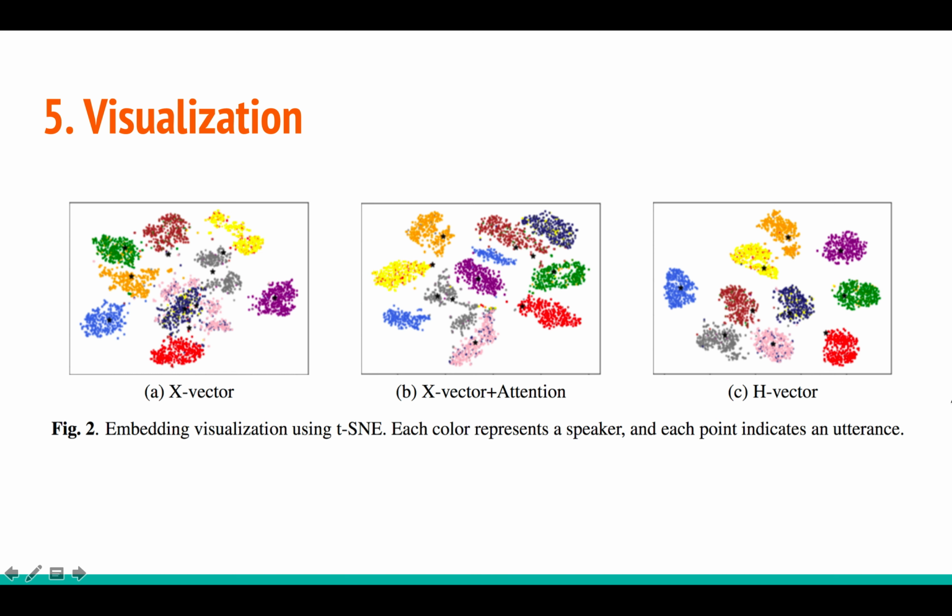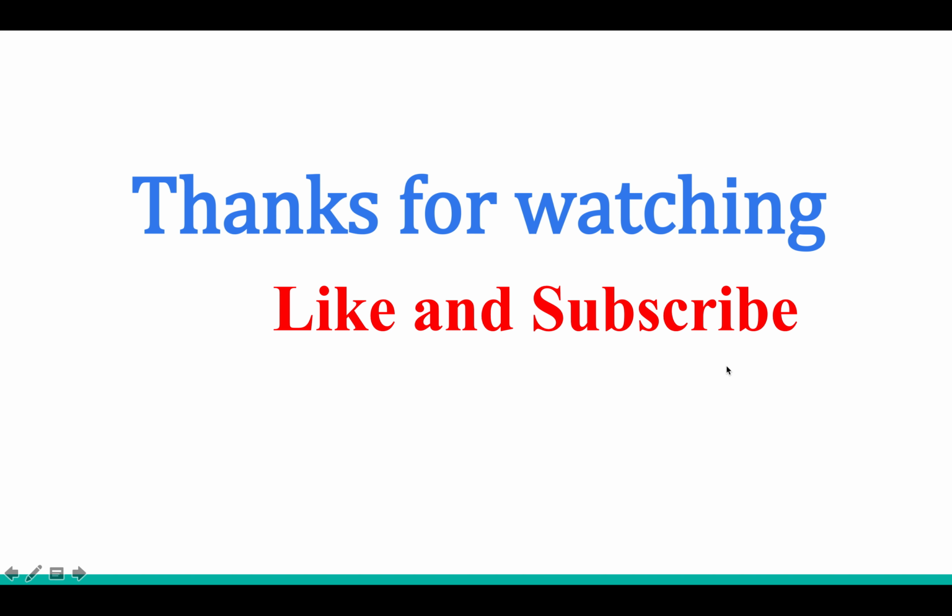Coming to the visualization, as you can see, X vector plus attention, and H vector. H vector has the best clustering and less mixing of one embedding into the other classes, right? This is very good. These are speakers basically: speaker 1, speaker 2, and so on, different speakers.